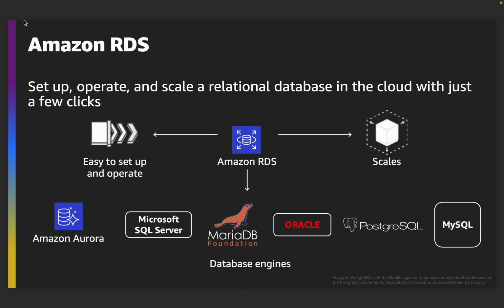Amazon RDS lets you set up, operate, and scale a relational database in the cloud with just a few clicks. It is easy to set up and scales. It supports Amazon Aurora, Microsoft SQL Server, MariaDB, Oracle, Postgres, and MySQL.